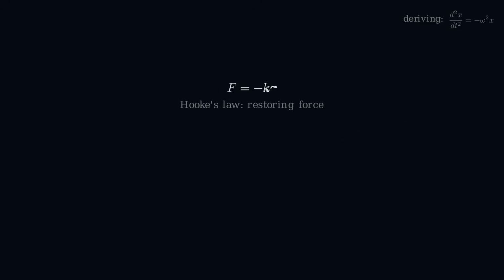Where does this equation actually come from? A mass on a spring feels a restoring force proportional to displacement. Hooke's law, F equals negative kx. Newton's second law says force equals mass times acceleration, m times the second derivative of x.